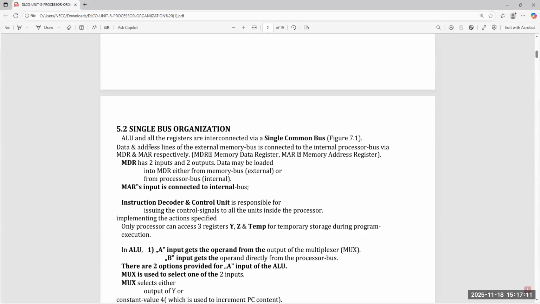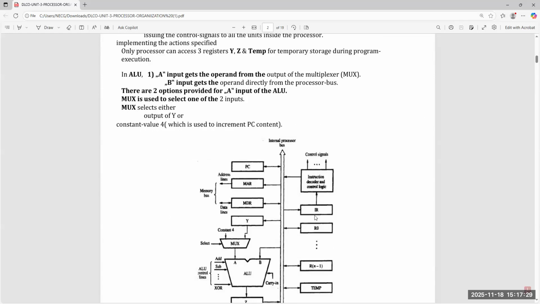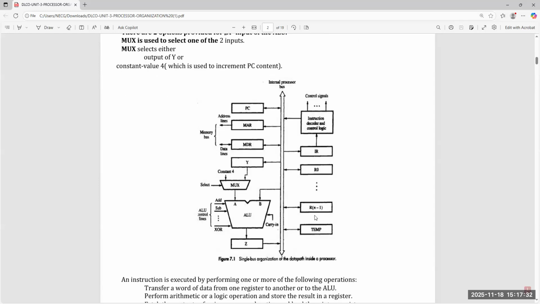Here you can take data and address lines of the external memory bus, which is connected to the internal processor via MDR, which stands for memory data register, and MAR, which stands for memory address register. For example, you look at this simple single bus organization, where it has an internal processor bus.